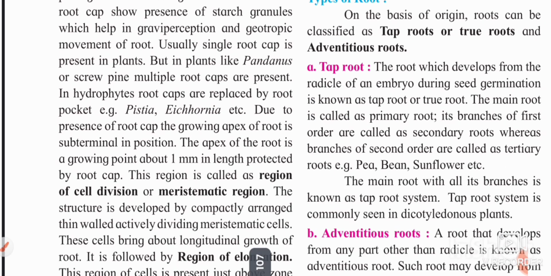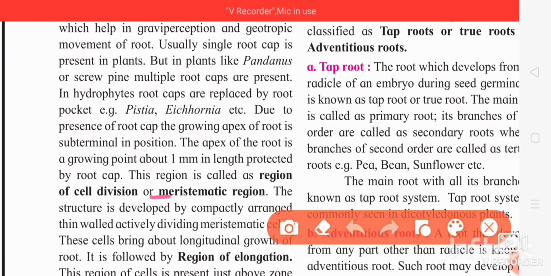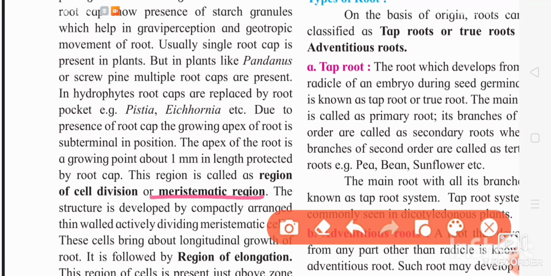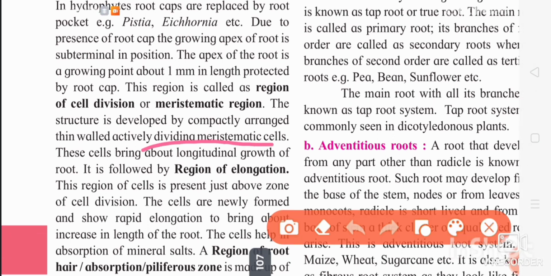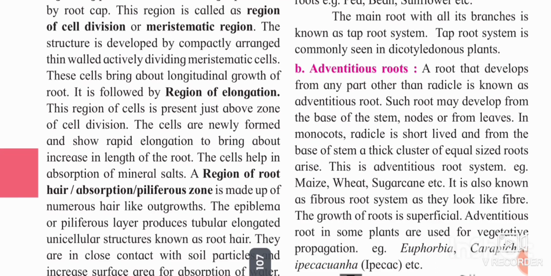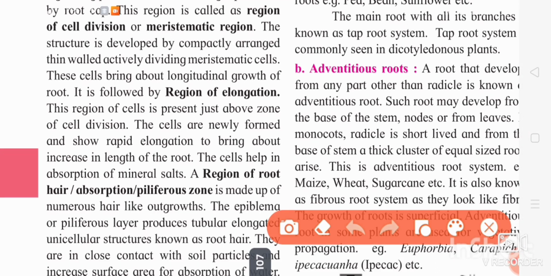Then there comes the meristematic region. Meristematic region कैसे रहते हैं? These are the actively dividing cells. These cells divide actively. And after that there is a region of elongation. The cells which have divided, now they will increase in their length. These newly formed cells show rapid elongation to bring about an increase in the length of the root. Hence these are the region of elongation.